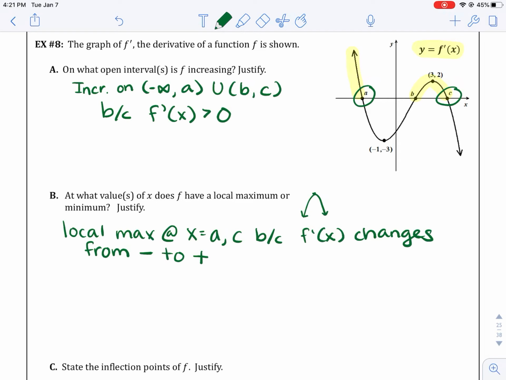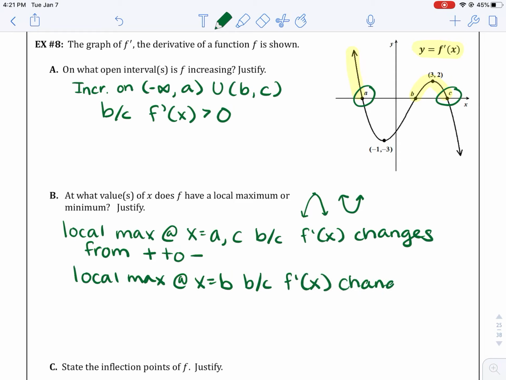Likewise at b, it's changing from decreasing to increasing. So, this should be negative to positive. So that means we have a local min at x equals b, because f prime of x changes from negative to positive.